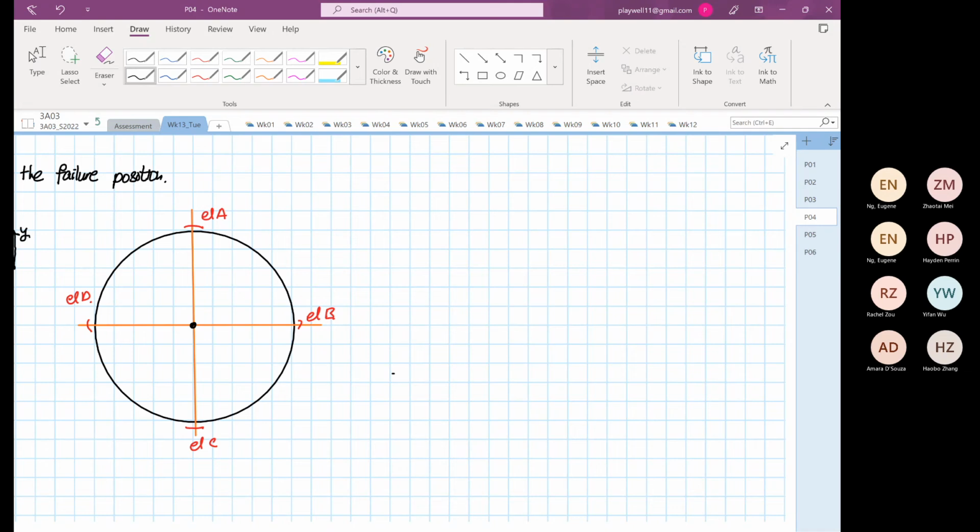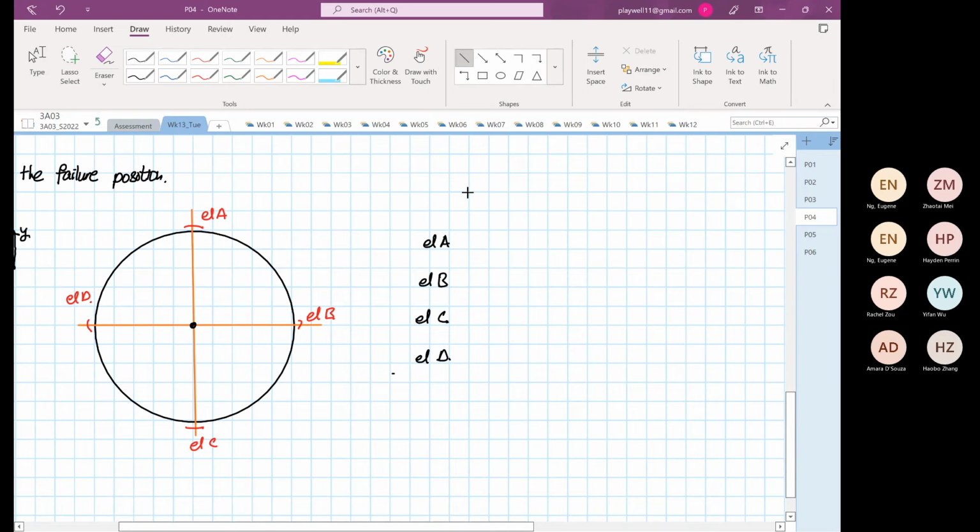So why did I put the elements there? Because I believe, or we believe, that one of the elements is not loaded in the same stress state. Okay. So we're going to look at element A, element B, element C, element D. Okay, so we're going to look at the stress state.